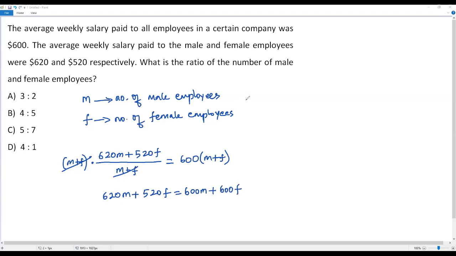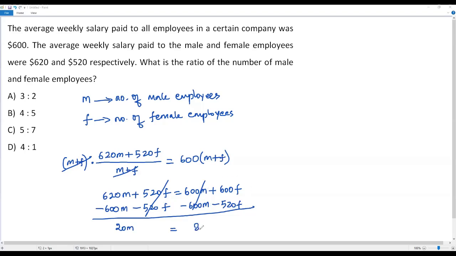Now to get the ratio M to F, we have to get the terms which contain M on one side of the equation and the terms which contain F on the other side. Let me get the M terms on the left side and the term which contains F on the right side. So I subtract 600M from both sides, and also subtract 520F from both sides. The positive and negative values cancel out. When I combine 620M and negative 600M, I get 20M on the left side. On the right side, I get 80F.